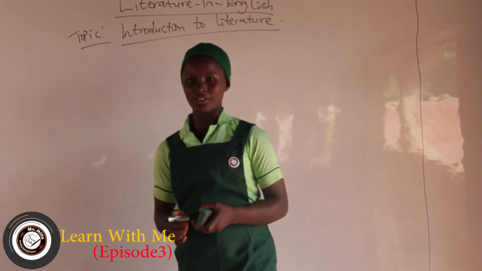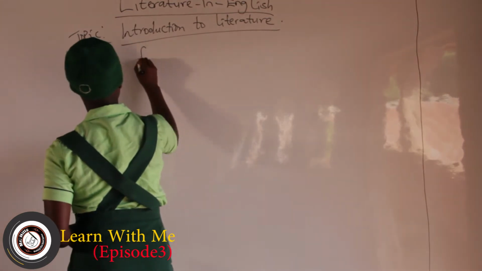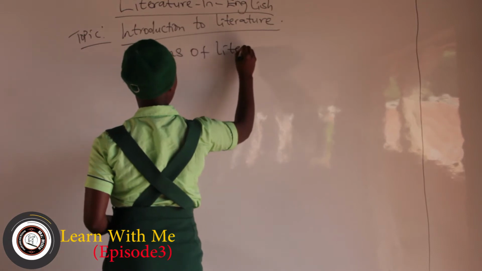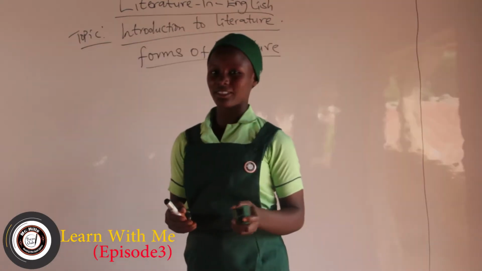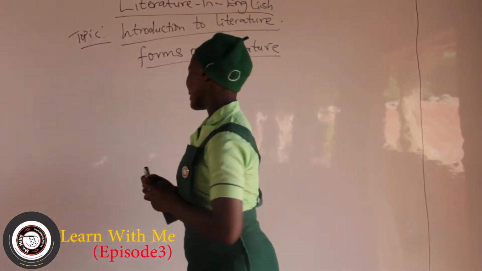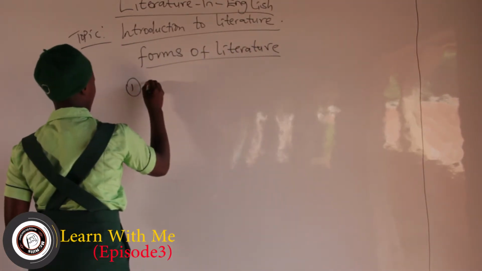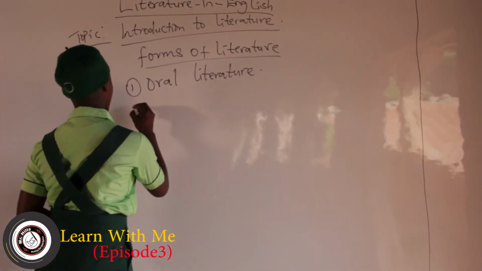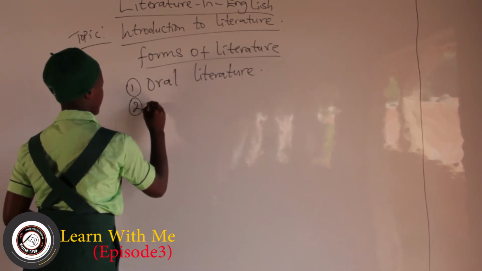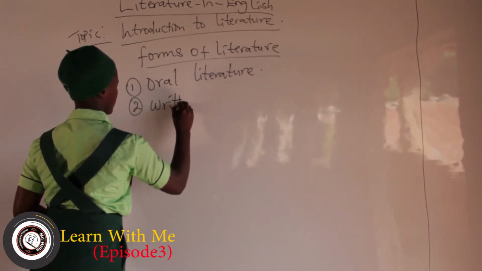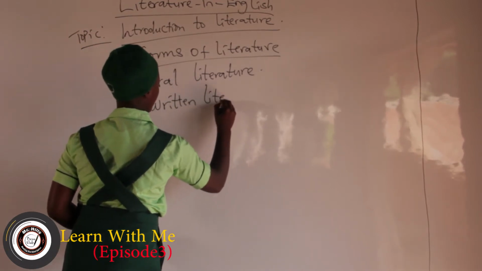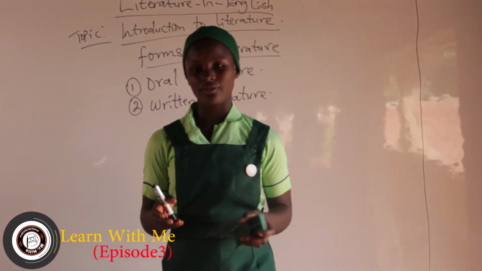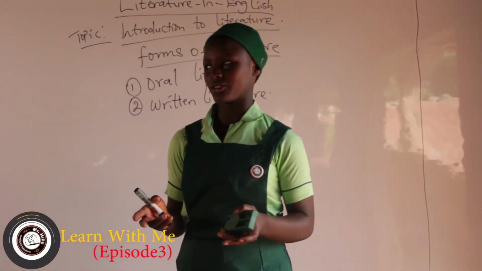Now, let's look at the forms of literature. We have two basic forms of literature. Number one, oral literature, number two, written literature. We have two basic forms of literature, oral literature and written literature.